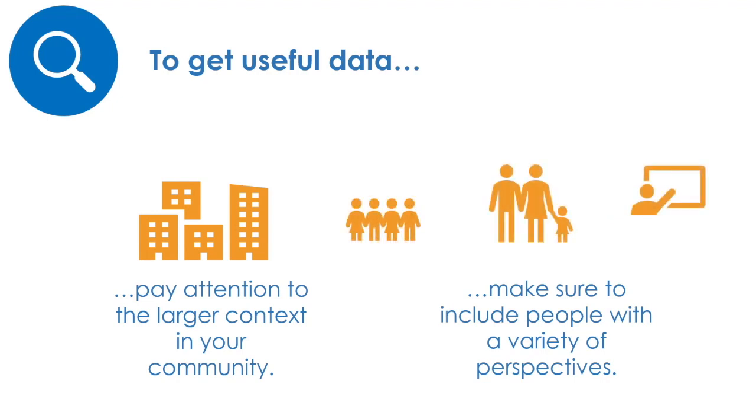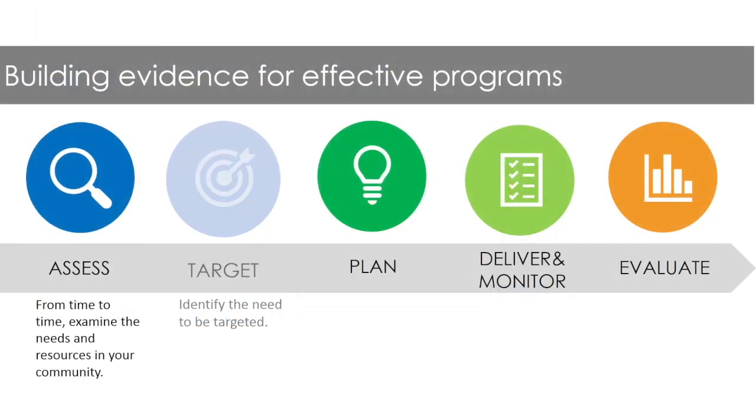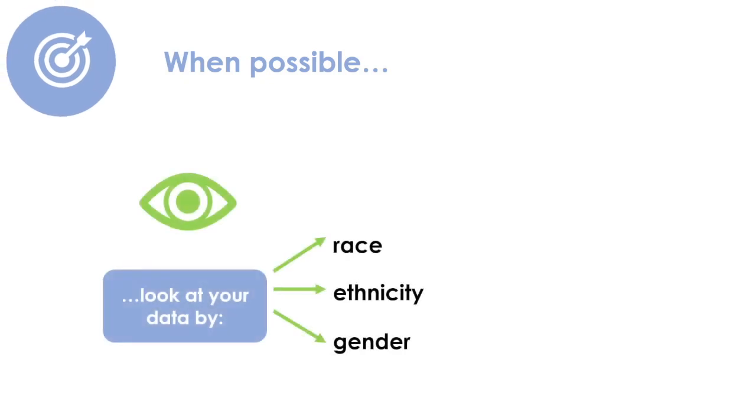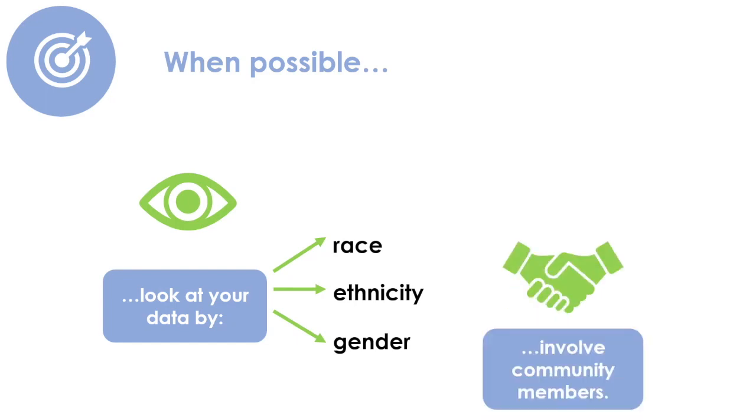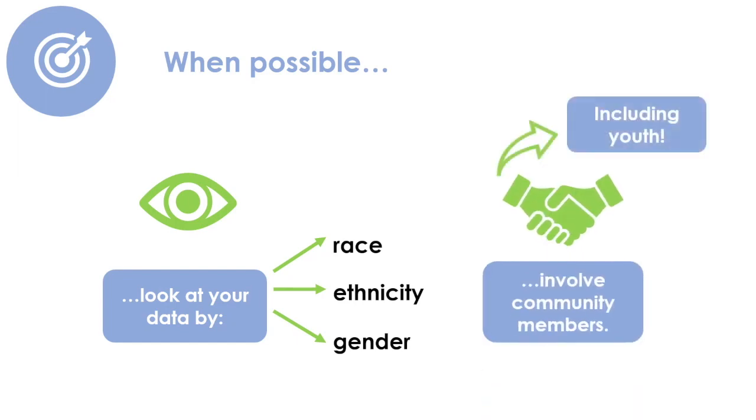Next, you'll look at the data you gathered in Step 1 to identify gaps your organization might be able to fill. When possible, look at your data by race, ethnicity, and gender. You might find that some groups are more affected by a problem than others. Try to involve community members, including youth, when reviewing data and identifying gaps. They can point out information you might have missed or help you to understand the problem in a different way.